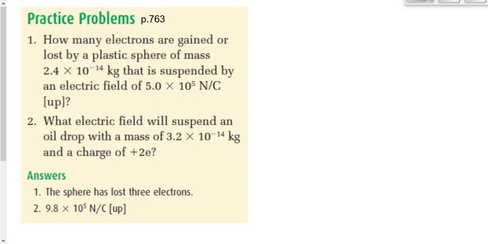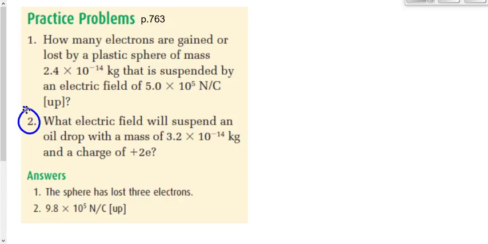We had two small homework assignments last night, page 763 and 764 of our textbook. I want to take a look at 763, question number 2 first. This says, what electric field will suspend an oil drop with a mass of 3.2 times 10 to the negative 14 kilograms, has a charge of plus 2e?